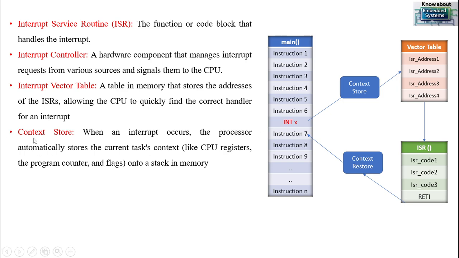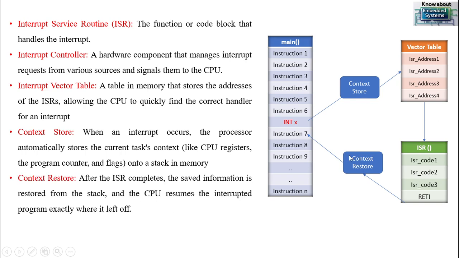Context store. I have already told you what context store means. Whenever there is an interrupt, the processor automatically stores the current task information into the stack. This is called context store. Then we have context restore. After completion of interrupt service routine execution, the processor will restore the context which is stored in the stack. This process is called context restore. Okay, these are all important things related to interrupts and interrupt service routines.